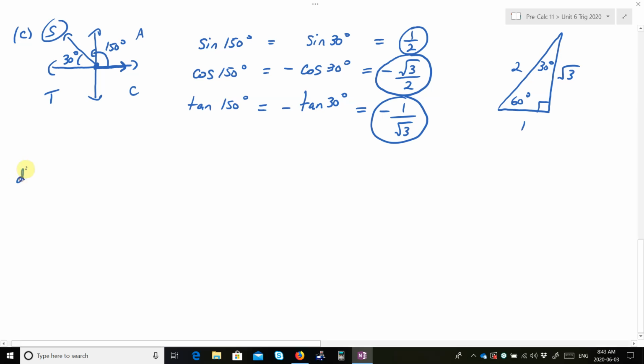All right, let's get on to 2D here. Throwing a little curveball at us. Okay, they're doing a 90-degree angle.